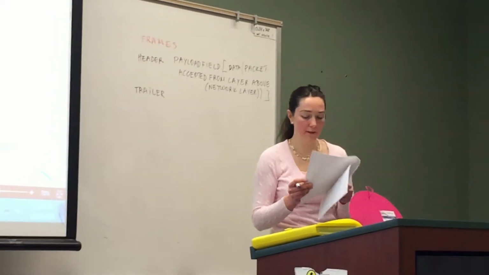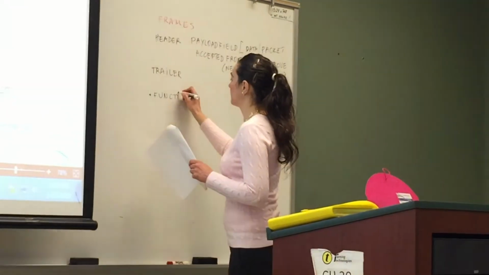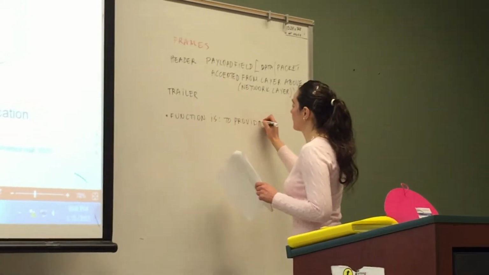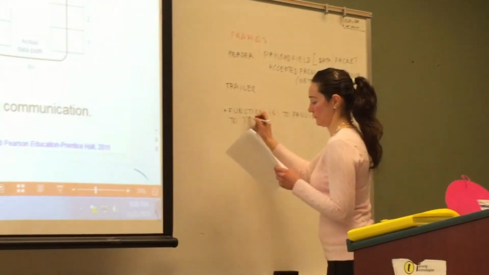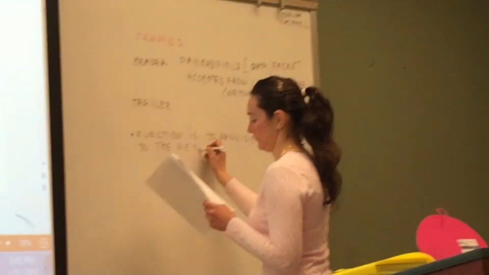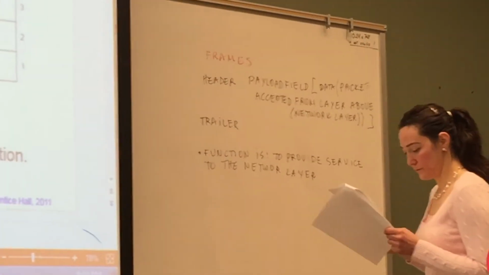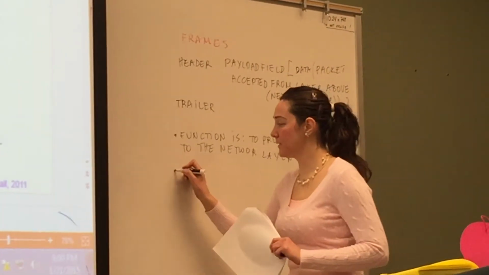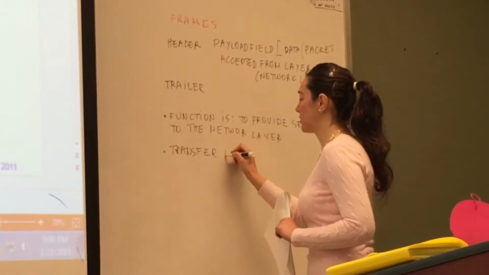So the function of this layer is to provide services to the network layer, the layer above it. The principal service that it provides is to transfer data from the source machine to the destination machine.